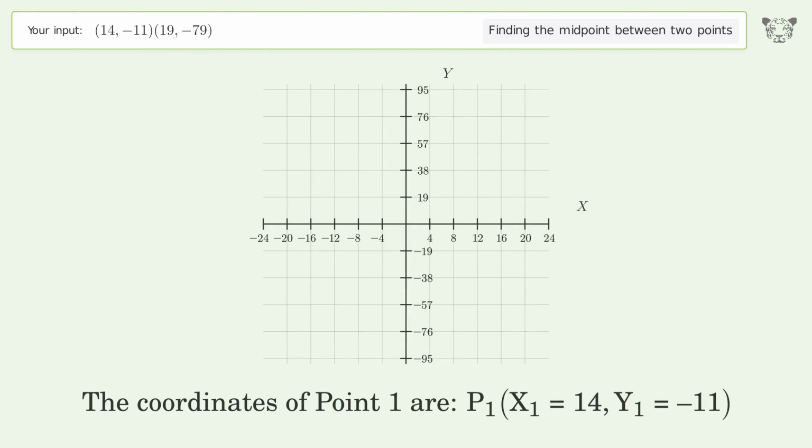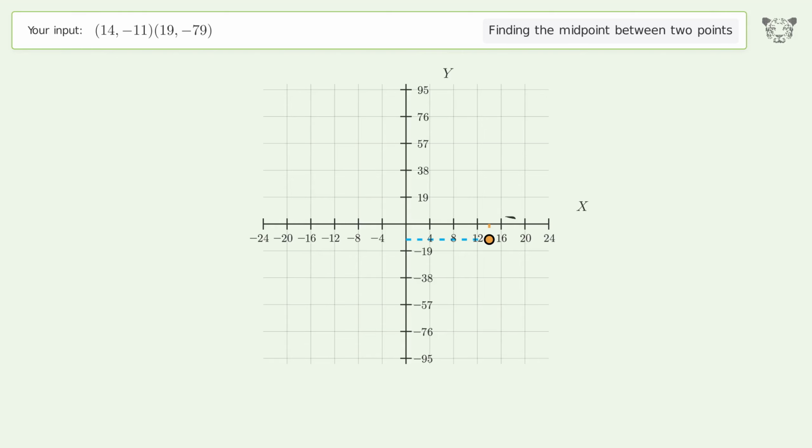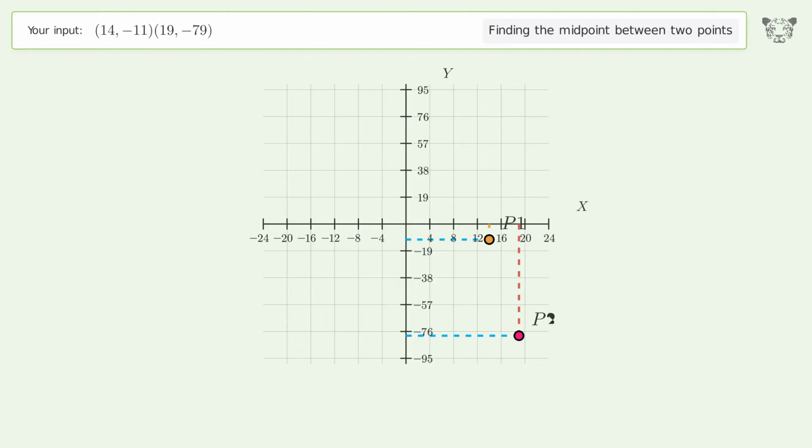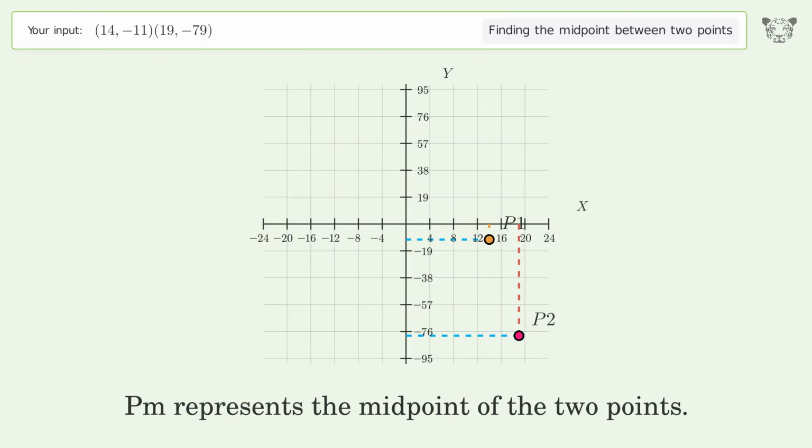The coordinates of point 1 are, x1 equals 14, y1 equals -11. The coordinates of point 2 are, x2 equals 19, y2 equals -79. PM represents the midpoint of the 2 points.